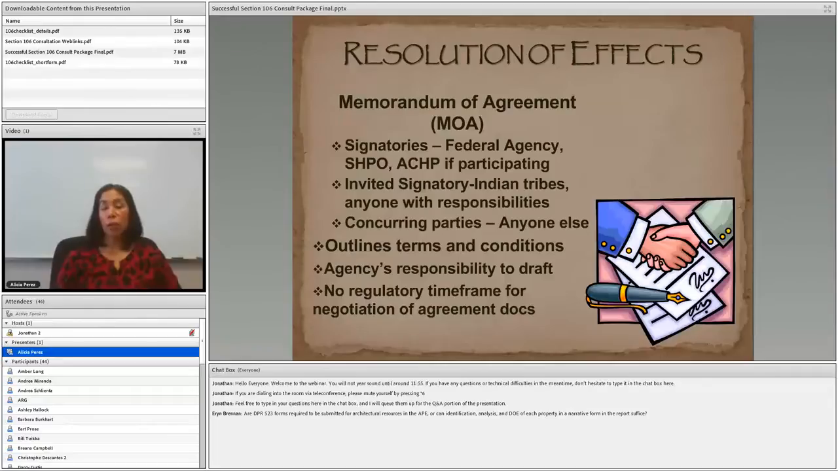It is the agency's responsibility to draft the MOA, and then as you submit the draft to our office, we provide comments. Our staff does not write agreement documents. And it's important to note that there is no regulatory time frame, so there is no 30-day SHPO review period. It could only maybe take just 30 days to finalize an MOA. It might take months, it might take a year. Just things to keep in mind.